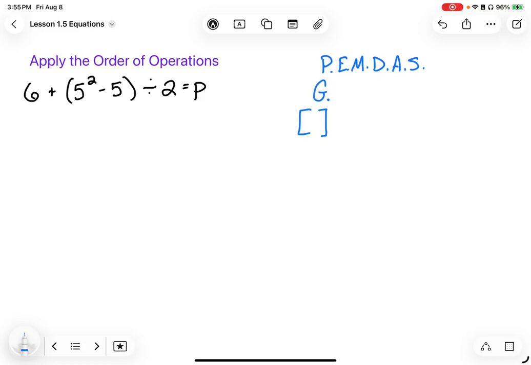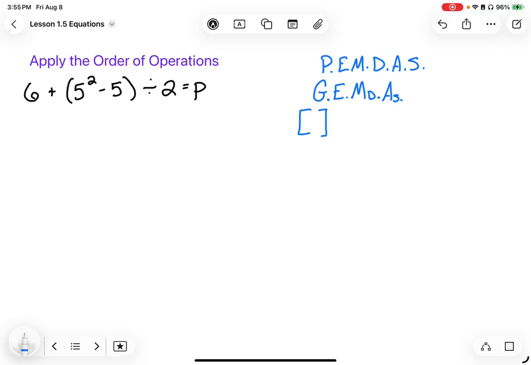So I like GEMDAS more than PEMDAS, but I don't even really like GEMDAS that much because the M and D for multiplication and division, those are supposed to happen at the same time. Same with addition and subtraction. Addition and subtraction are supposed to happen at the same time from left to right. So it's not like you multiply and then you divide. You multiply and divide from left to right all at once. Same thing with addition and subtraction. You add and subtract from left to right all at once.